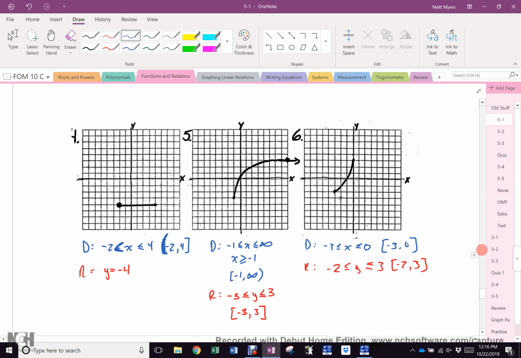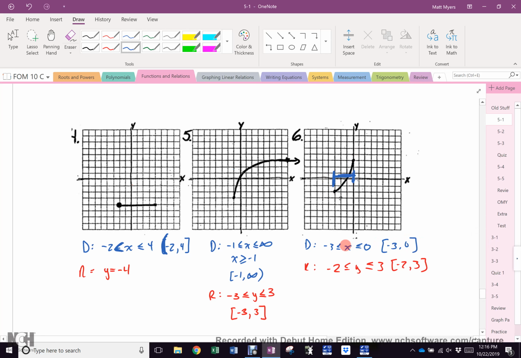Going once? Just say a number, Braden, and I'll go over it. Okay. Domain. Go to the lowest x value, which is the furthest one on the left. 1, 2, 3. Negative 3. The dot is colored in, so negative 3 is included. Then go along until you run out of graphed line, which is right there at 0. The dot is colored, so it's included. Negative 3 less than or equal to x less than or equal to 0.